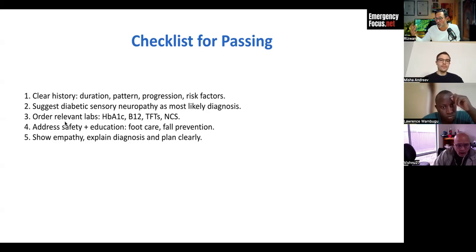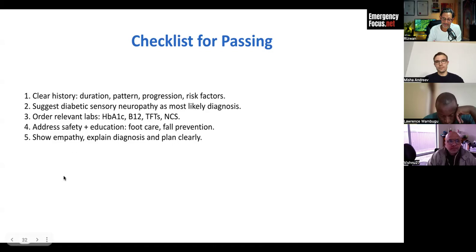When you're giving him a management plan, incorporate these investigations: we'll order the HbA1c, B12, TFTs, and nerve conduction studies to cover other bases as well. And in the meantime, while you're waiting, we'll educate you on how to walk about and carry yourself safely. This will involve the physio from the mobility point of view, and OT for mobility aids. You need to be very empathetic during all of that. I'll just take a pause here if anybody's got any questions related to this scenario.